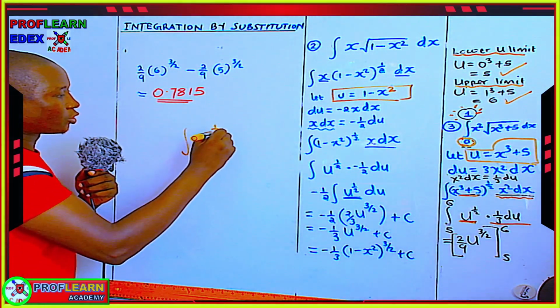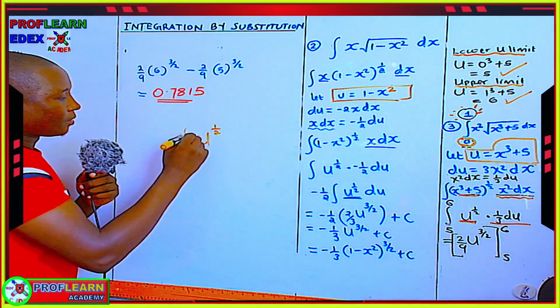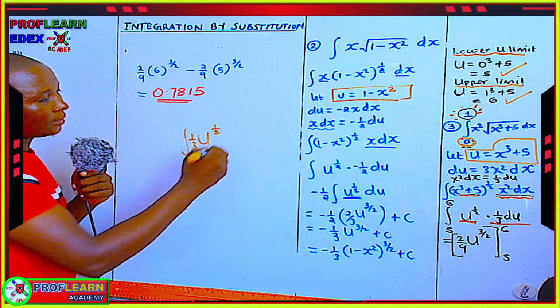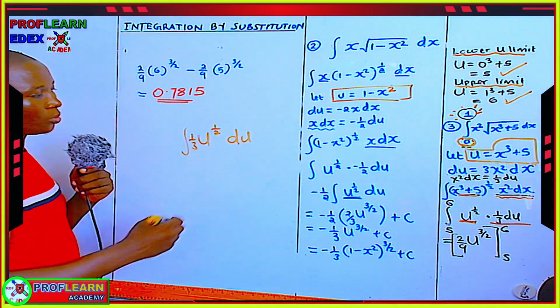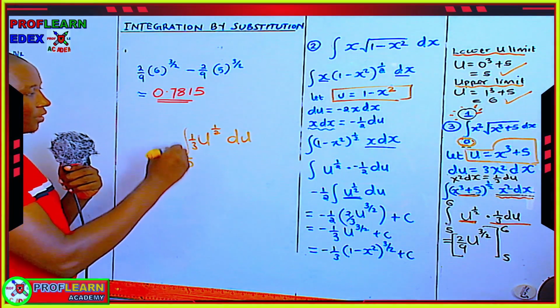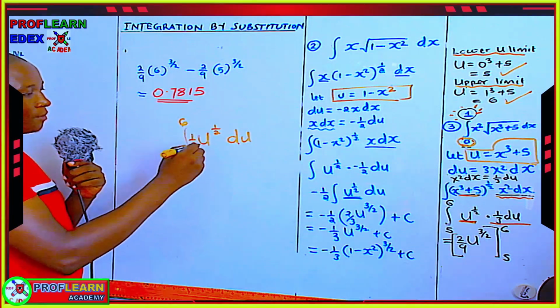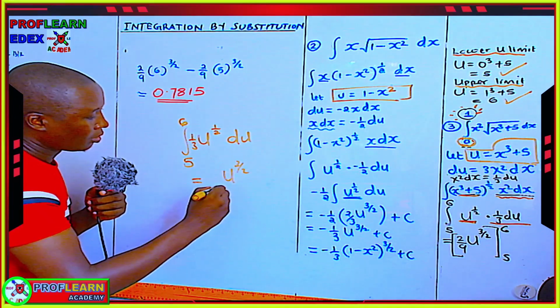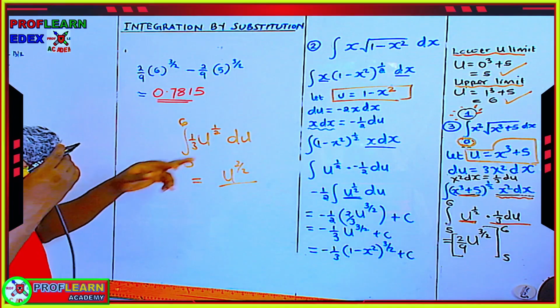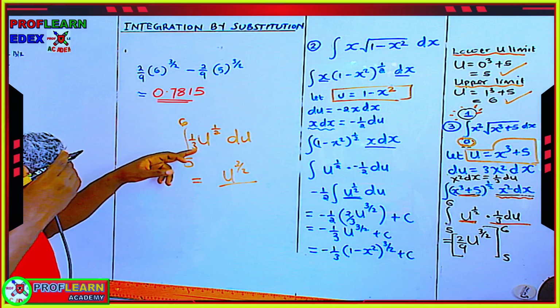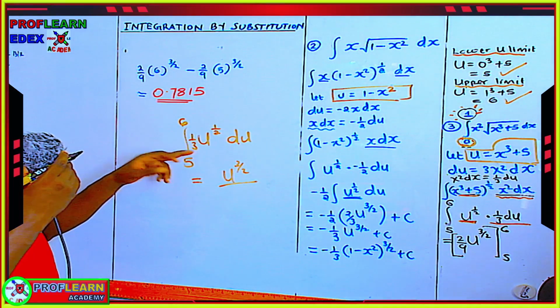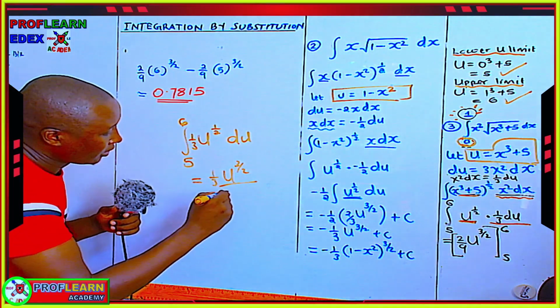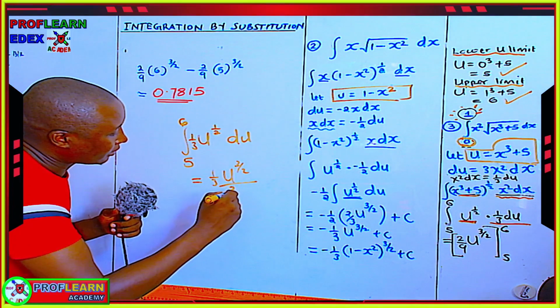Integrating this, we're going to get u raised to power 3 over 2 over the constant. But this is 1 over 3. So you'll be having 1 over 3 and you'll be having 3 over 2 here. If you divide these two, that's where we are getting the 2 over 9 from. So it will be 2 over 9 u raised to power 3 over 2. Then we substitute the limits, and our final answer is going to be equivalent to 0.7815.